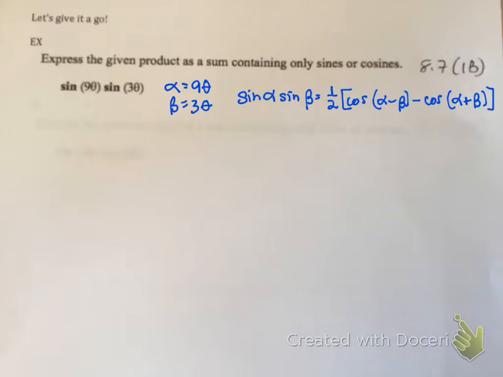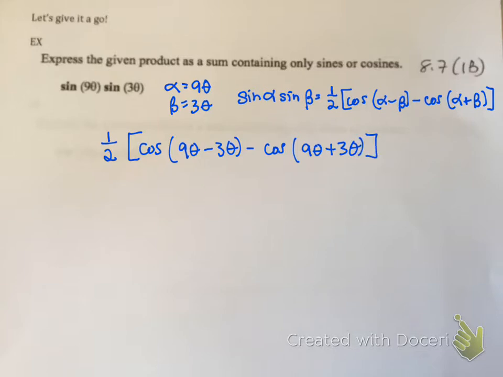Alright, so all I'm going to do is plug and chug. So I have 1/2 cosine, now I need alpha. Alpha we said was 9 theta, minus beta, which is 3 theta, minus cosine of alpha, which is 9 theta, plus beta, which is 3 theta. If we do the math, we get 1/2 cosine of 6 theta minus cosine of 12 theta. There's nothing that I can do beyond that because 6 theta and 12 theta are not like terms. So therefore, I am finished. So that is your answer.